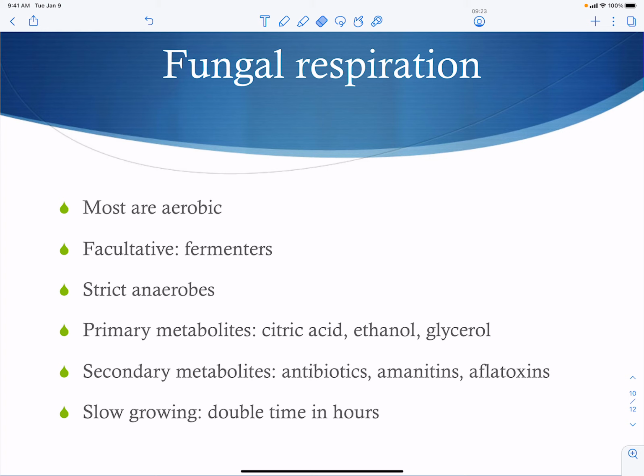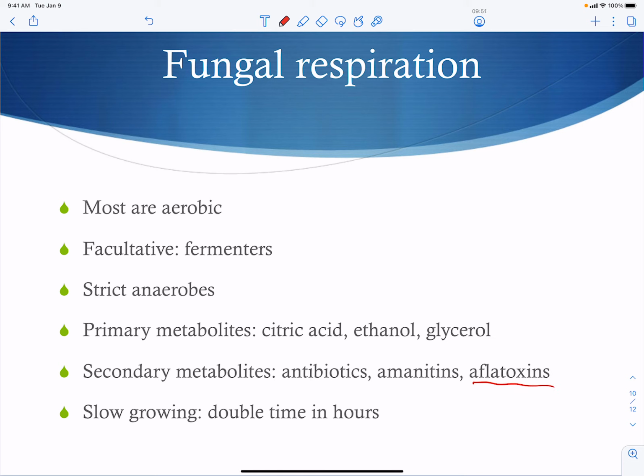They have primary metabolites, which they use, such as ethanol, glycerol, etc. Secondary metabolites are what they also make. They make antibiotics, because they get infected by bacteria too, so a lot of our antibiotics come from our fungal friends. They also make aflatoxins, and aflatoxins are important for allergic responses.